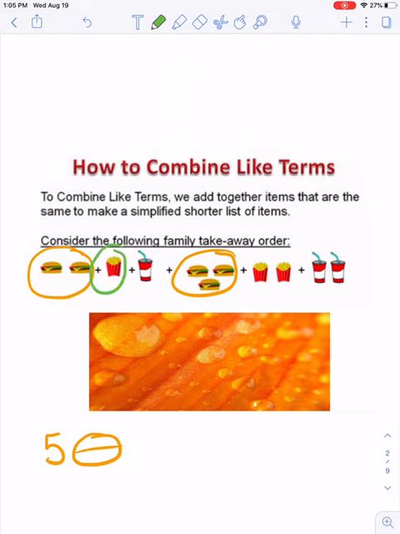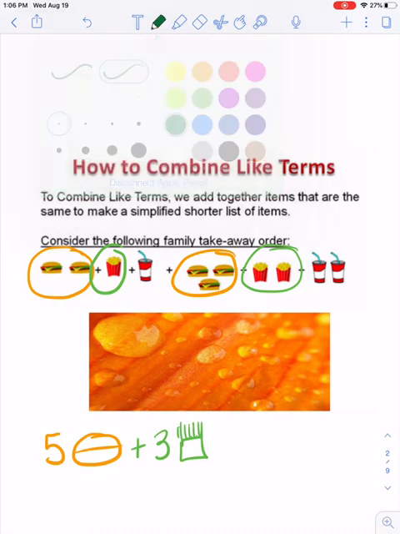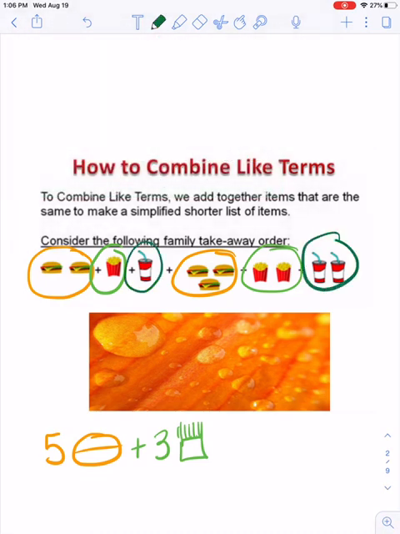So then I would look for my fries. I have 1 fry plus 2 fries, so that's going to give me plus 3 fries. And then finally, I have my pops left, it looks like. I got 1 pop plus 2 pops, so that's going to give me 3 pops. Right? Combining like terms just means we're combining things that are the same to make our list shorter.